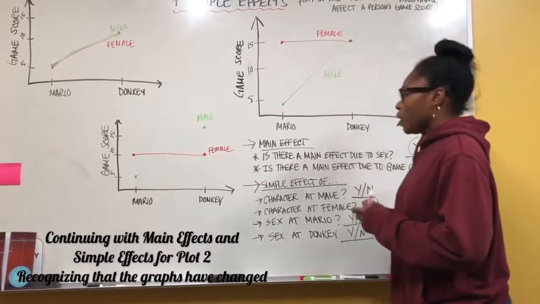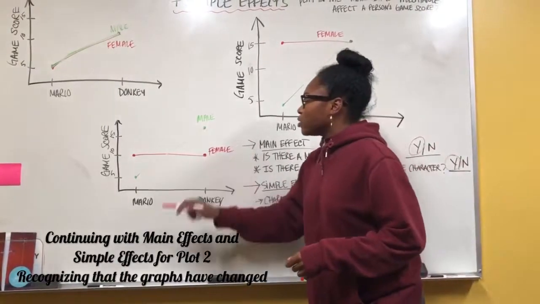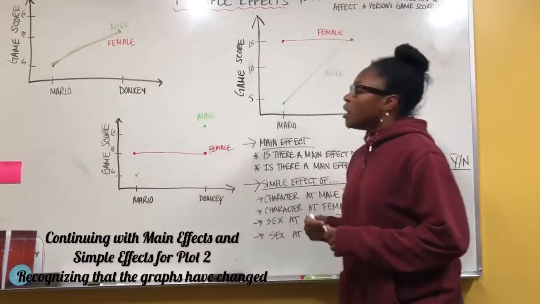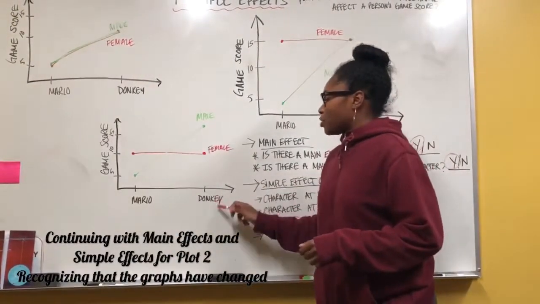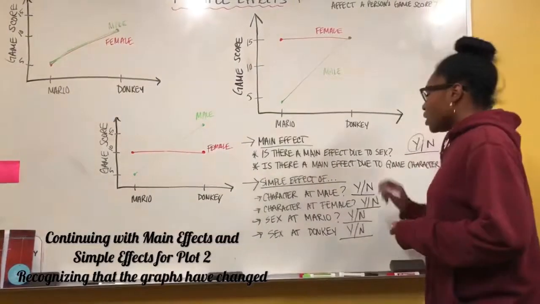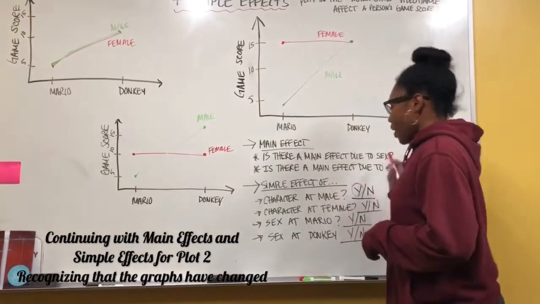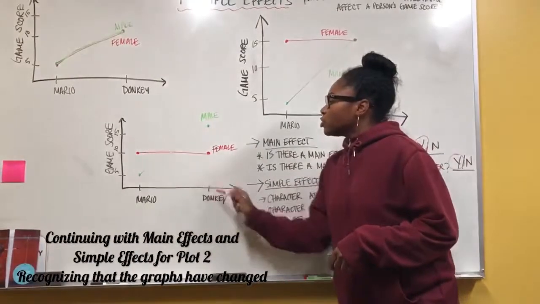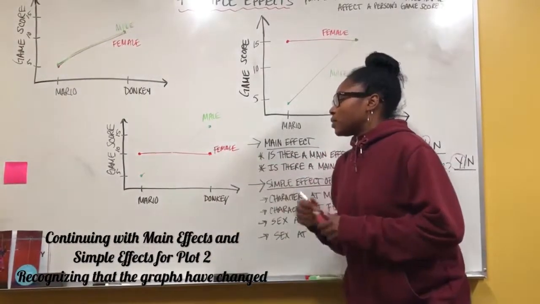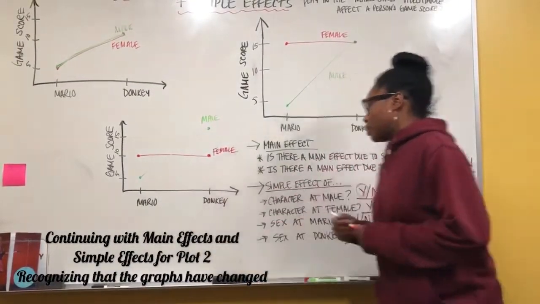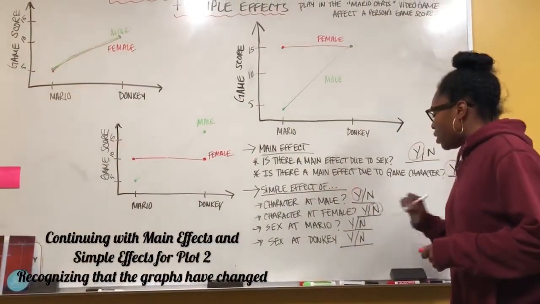For character at male, we're going to focus only on the males and the characters that they choose. The male tends to score higher with Donkey than the Mario character. So we're going to choose yes, there's a simple effect. For the female character, we're going to choose no because it's a straight line. That means nothing changed between the characters that they use. So that's going to be a no.